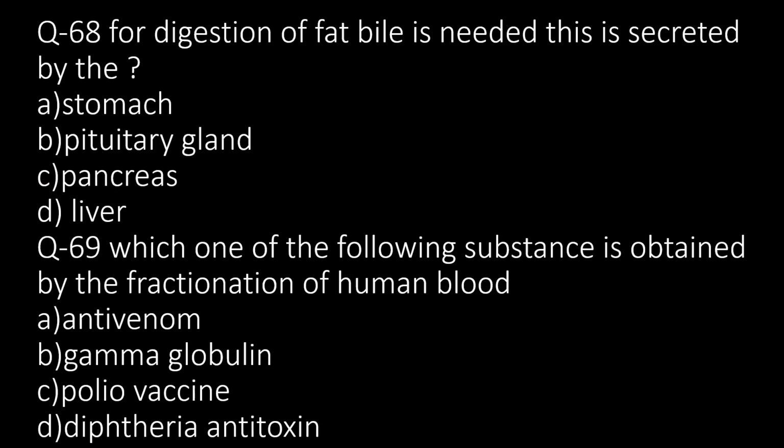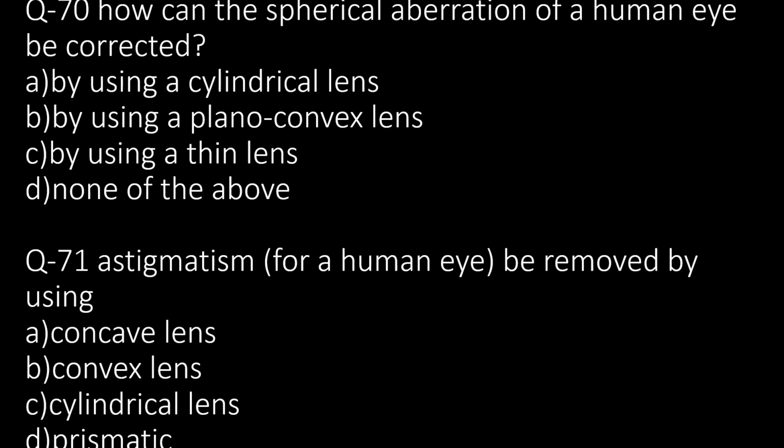Our next question is for digestion of fat bile is needed. This is created by the, and the right answer is option D, liver. Bile is secreted in the liver. Our next question is which of the following substances is obtained by the fractionation of human blood? And the right answer is option B, gamma globulin.